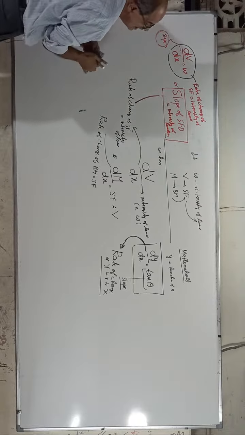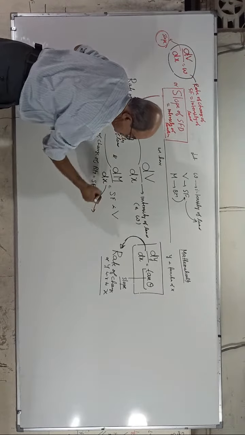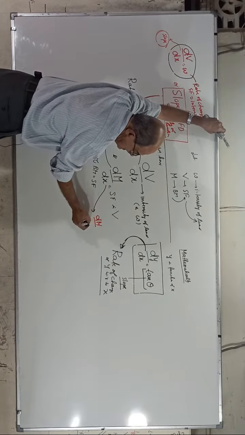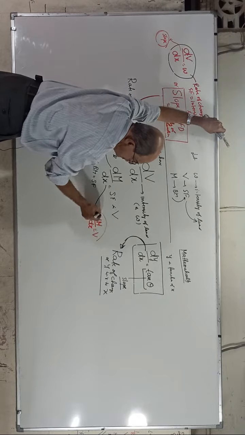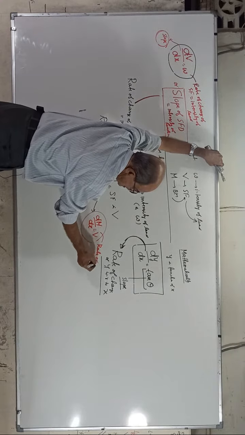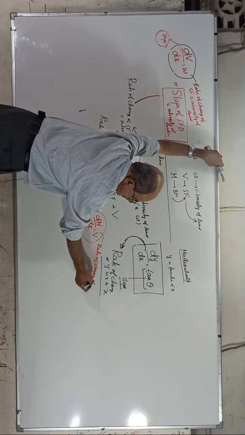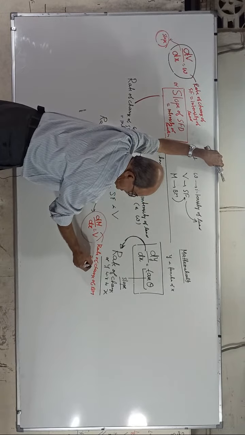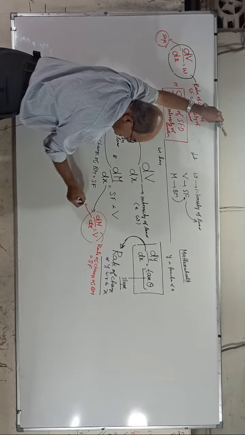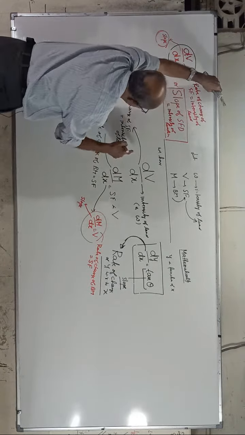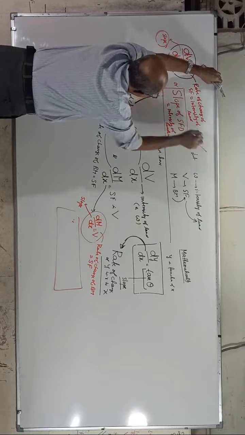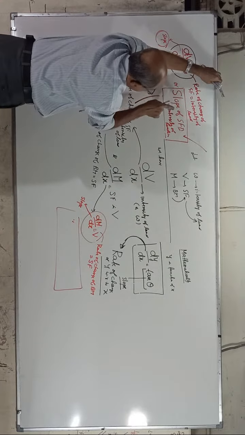Then come to this one. In red color, dM by dx equal to V means the rate of change of bending moment is equal to shear force. But you know that dM by dx is nothing but slope. Therefore you can conclude one more box here, one powerful box: the slope of SFD is the intensity of load.